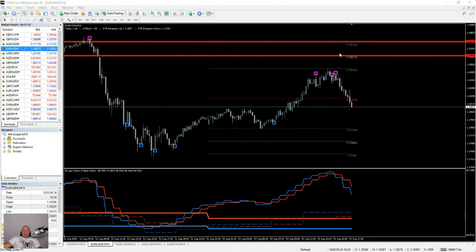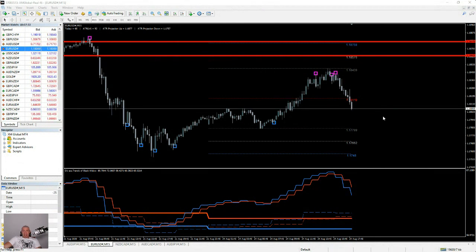I expect euro dollar to drop from these levels if the market proceeds with the momentum. I expect further rejection from these levels. Regarding potential longs, eventually from 1766 and 1750.